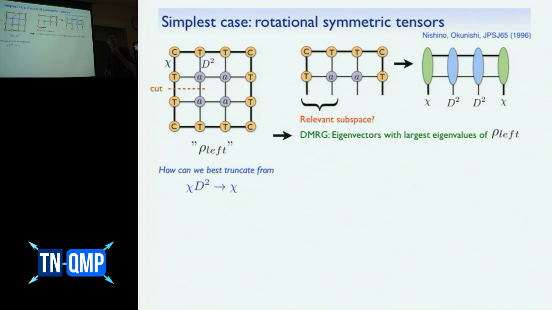Sure. Doesn't this argument only work if you have complete, exact rotational symmetry? This is really the simplest case, the rotationally symmetric case, and I'll come to the asymmetric case later on, which is indeed more tricky.